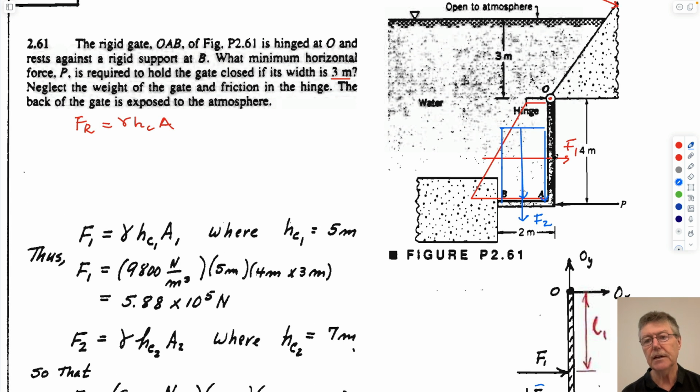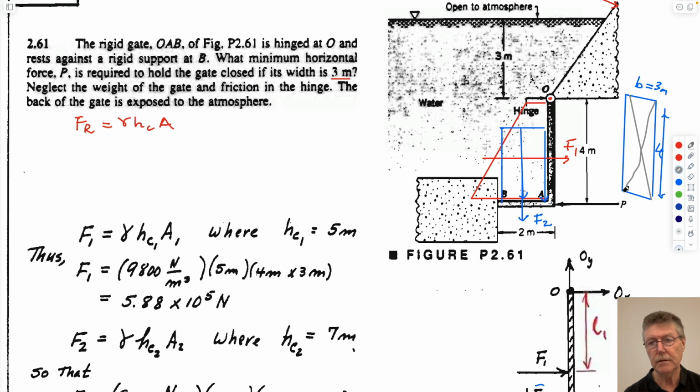depth of the centroid. Centroid is going to be in the middle of this plate. The plate is going to look like this, perspective view. This is going to be B, which is equal to 3 meters. This is going to be A, which is equal to 4 meters. And the depth of the centroid, I'll do it for this one, but you know the deal. X to X, corner to corner, I guess I'm trying to say. So this would be H sub C.